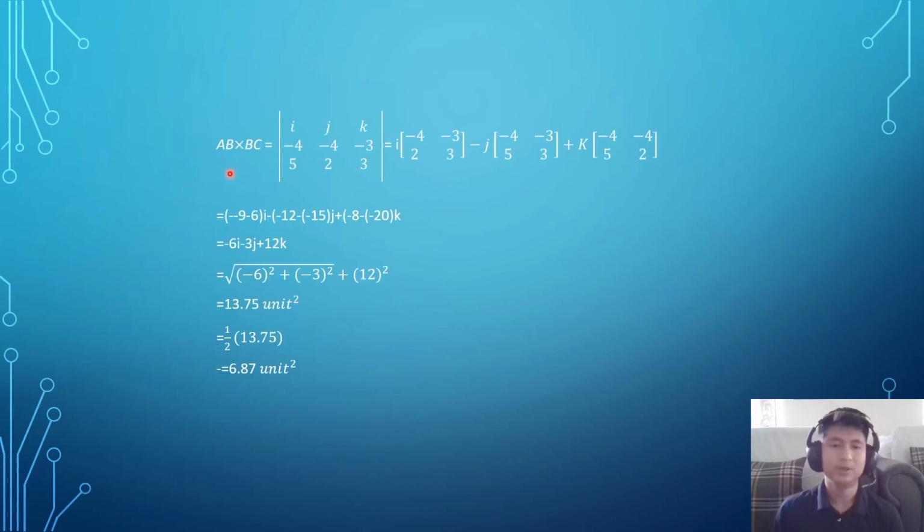Next step, we must multiply AB and BC, as we can see on this slide, and then put the next answer into the square root to get the unit squared answer. Then we must multiply by 13.75 by 1/2 to get the last answer.